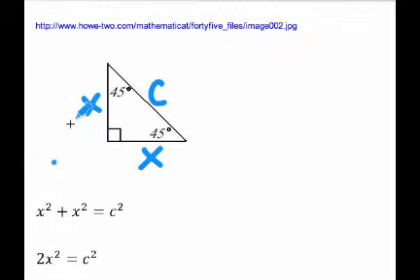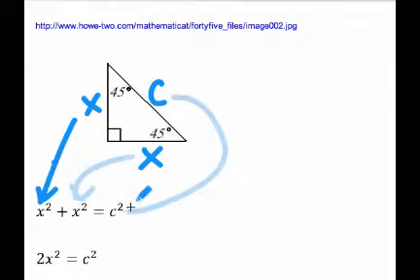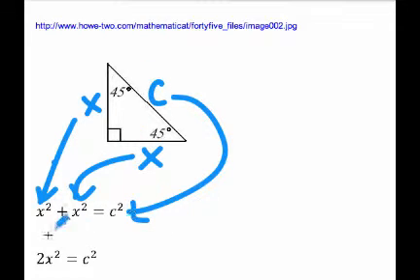And so, let's try and set up some equations. This x squared right here, just like the Pythagorean theorem would tell us, plus x squared equals c squared. So x squared plus x squared equals c squared. Well, if I have x squared plus x squared, that can be converted into 2x squared. If I have an apple here and an apple here, I got two apples, equals c squared.